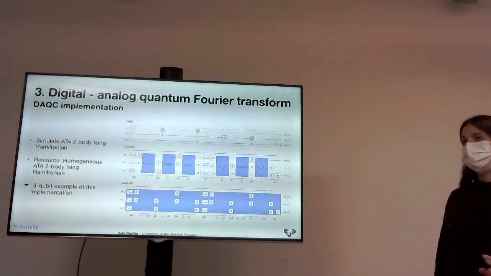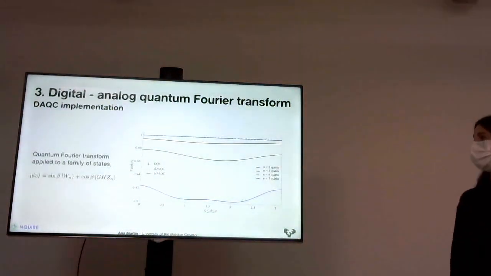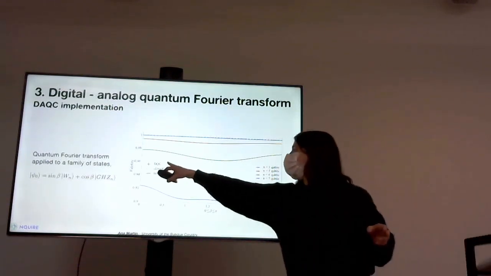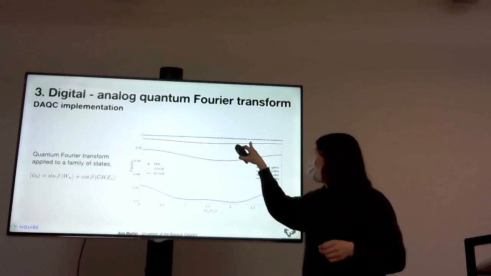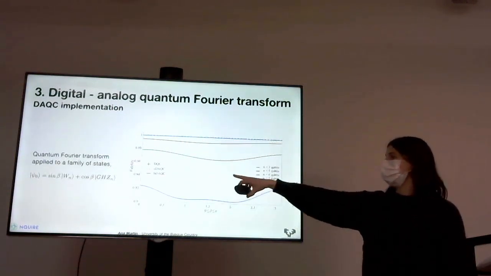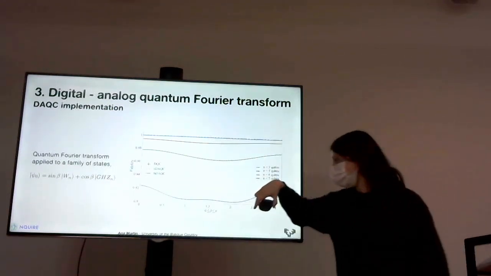If we take into account no error, no experimental noise, we could expect to have exactly the same fidelity whenever we apply both the digital and the stepwise implementation. We achieve 100% fidelity when we apply this quantum Fourier transform, for example, to a family of states.